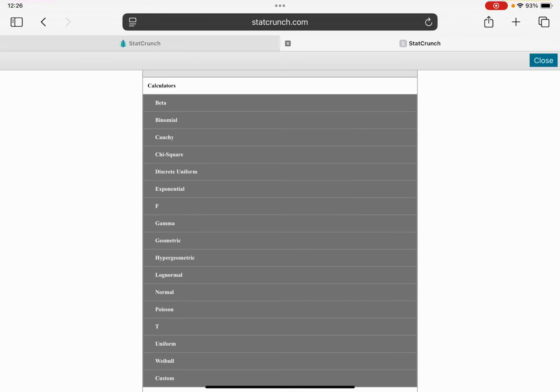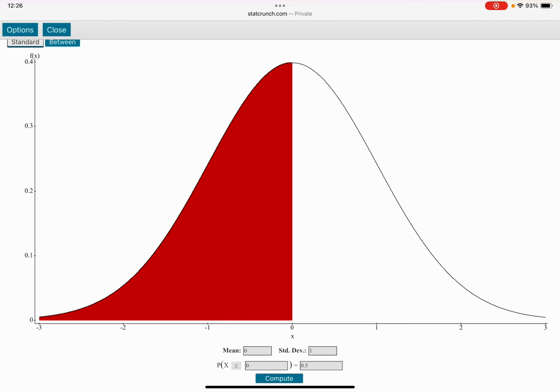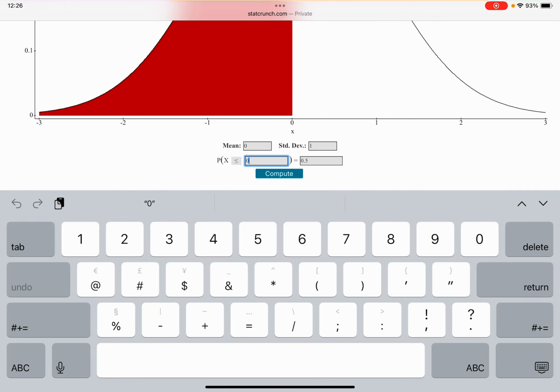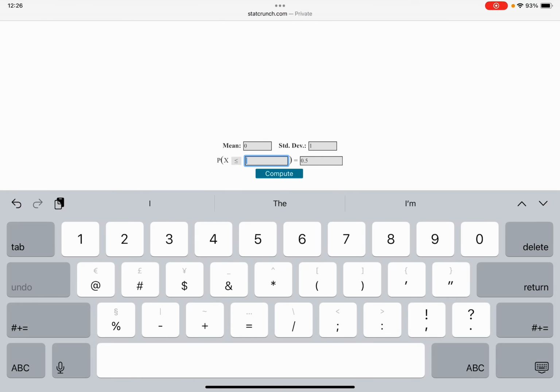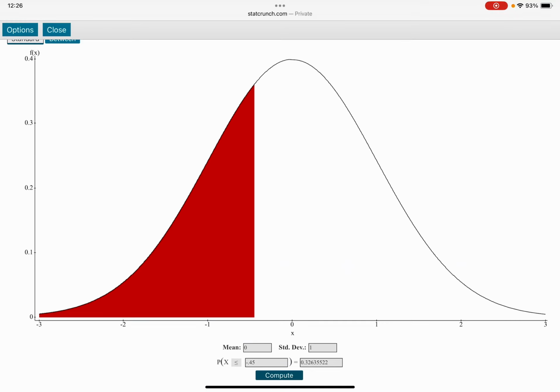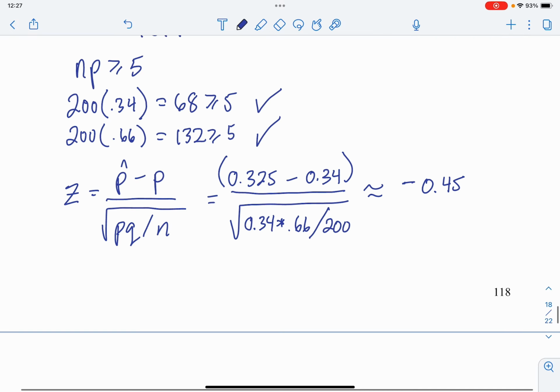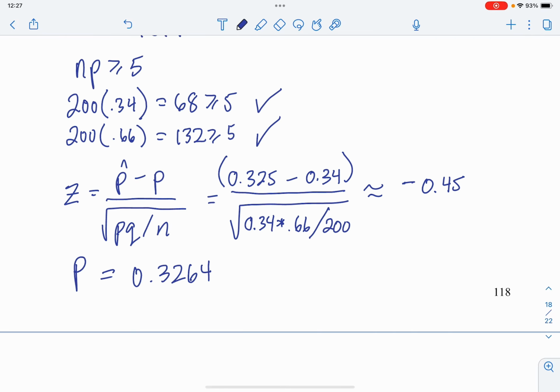Calculators, Normal. And then this is a left-tail test, so I'm going to go less than, and then I put in my z right there, negative 0.45, and compute. And there's my p-value, 0.3264. I can go back to my handout, and I got my p. P is 0.3264. And everyone knows what to do with that.